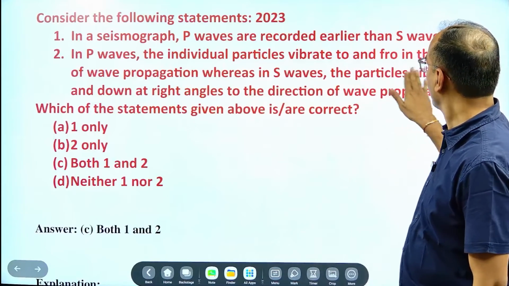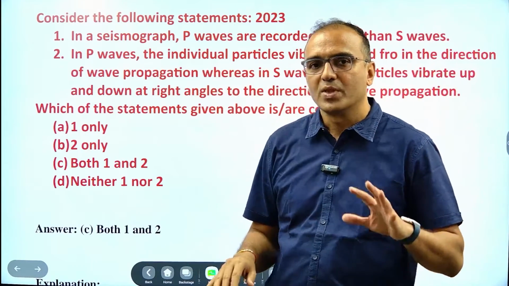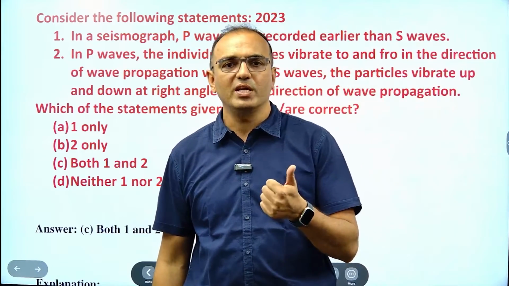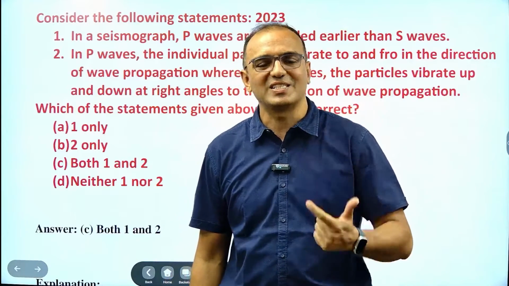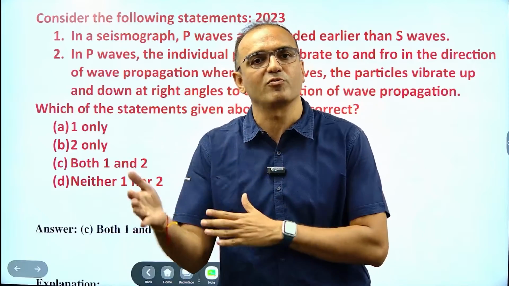Whereas in S waves, the particles vibrate up and down at right angles. Now, this is simple. I'll give you a simple understanding about P and S waves. P waves are primary, which appear first on the seismograph. They are recorded first on the seismograph. S waves are secondary. They appear on the seismograph after the appearance of P waves.